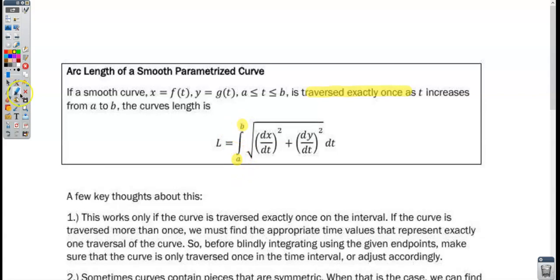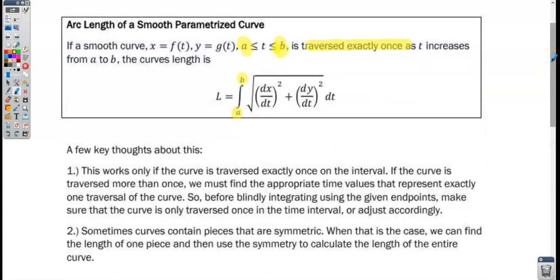This phrase right here that I highlighted, traversed exactly once, is an important one. It says this works only if the curve is traversed exactly once on the interval. So it's possible that the curve might be traversed more than once. And if so, we need to find the appropriate time values that represent exactly one traversal of the curve. Don't just blindly integrate using these endpoints of our time interval as the limits of integration. You want to make sure that that produces only one traversal of the curve that you're talking about.